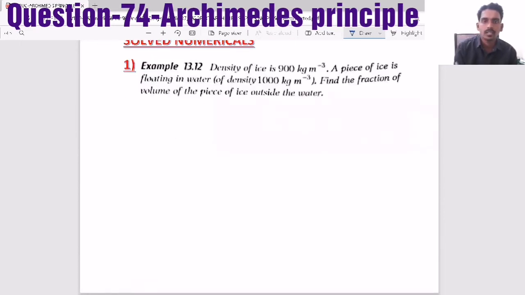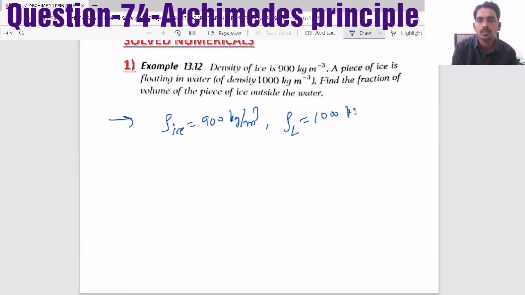Now let's see examples based on whatever we have seen. The density of ice they have given is 900 kg per meter cube. A piece of ice is floating in water. The density of water, the liquid, is 1000 kg per meter cube. Find the fraction of the volume of the piece of ice outside the water.